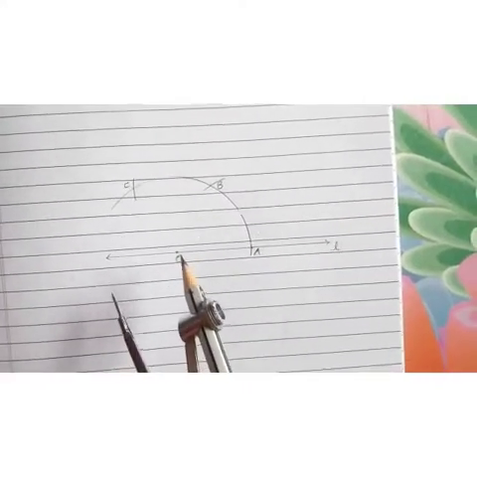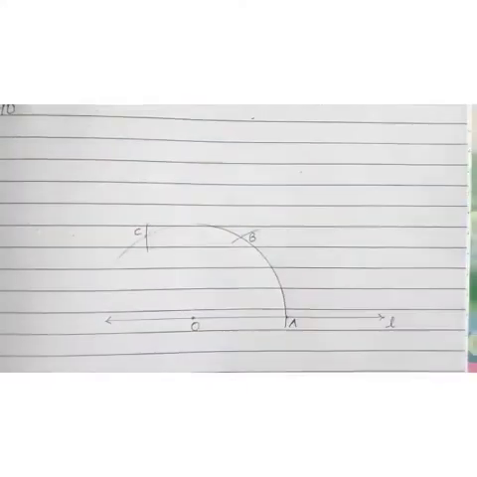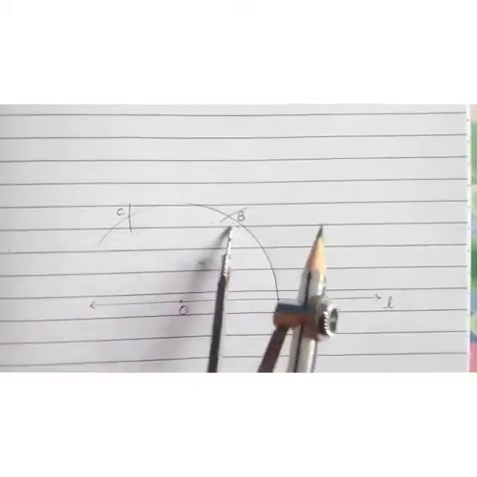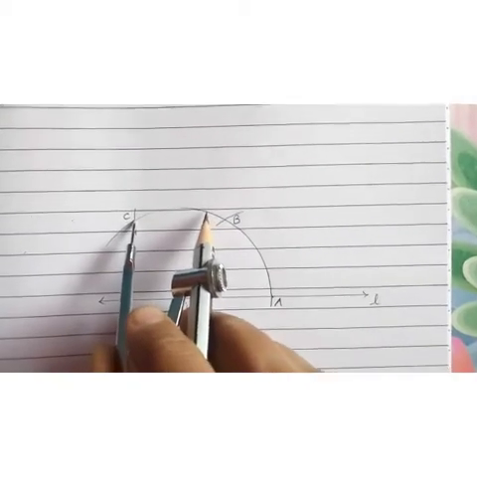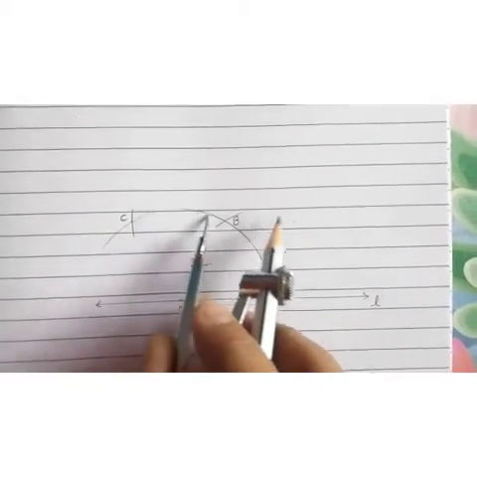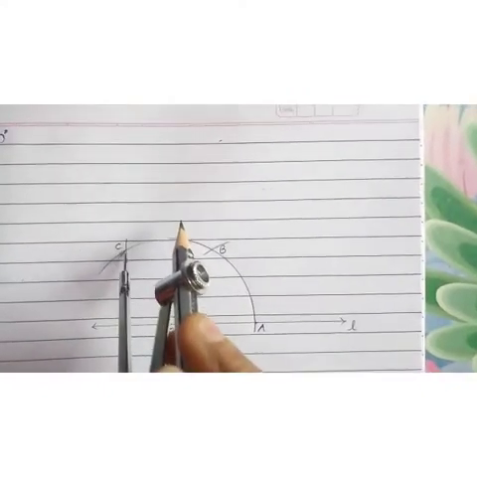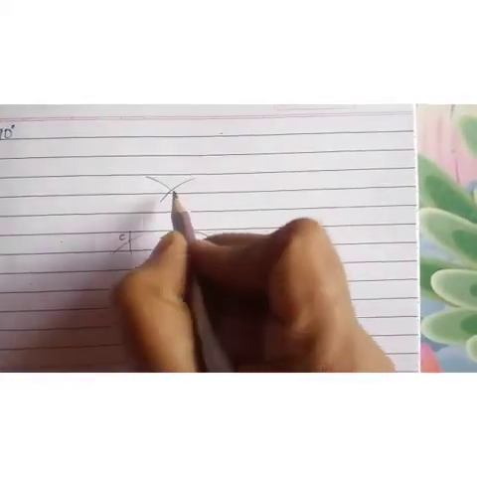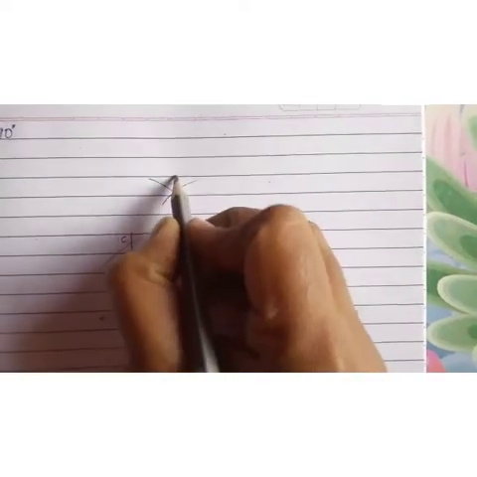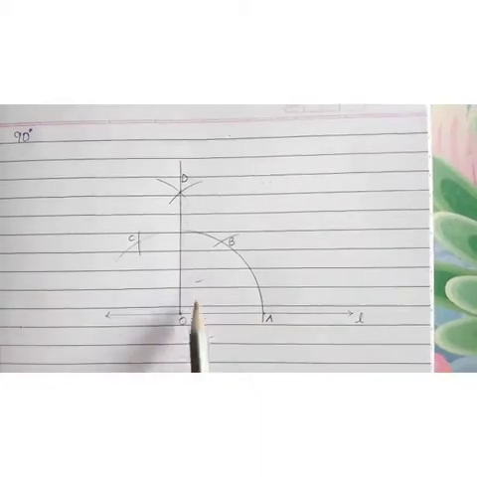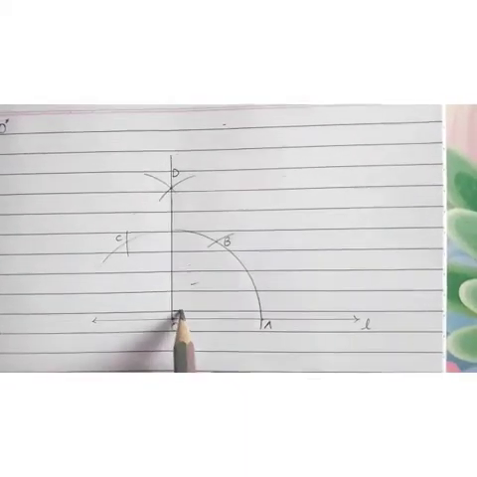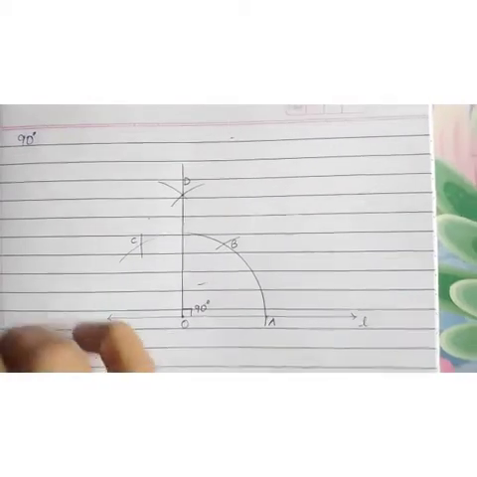Now what we have to do? With B and C as centers, take a radius more than half of the arc BC. With C as center draw an arc, and with B as center draw another arc, and both these arcs meet at a point. Mark this point as D. Now join OD. So children, when you join OD, what do you observe? The angle formed here is 90 degrees.